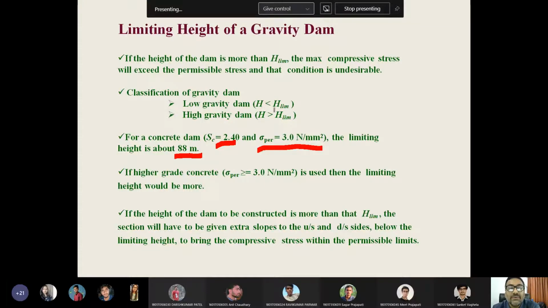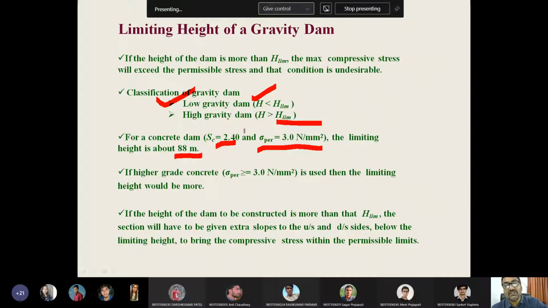If the height of the dam is less than the limiting height, then it is a low gravity dam. The definition comes here. What is a low gravity dam? Many a times there is a short note in various examinations on the low gravity dam and high gravity dam. When the height of the dam is less than H limit, then it is a low gravity dam. But when the height of the dam to be designed is more than the H limit, then that dam is a high gravity dam.